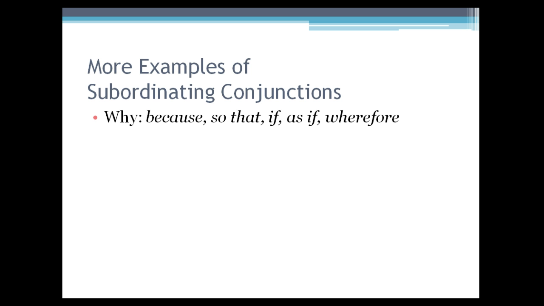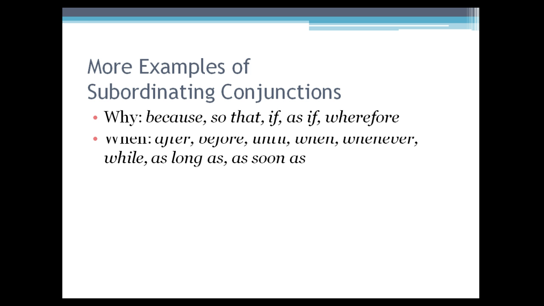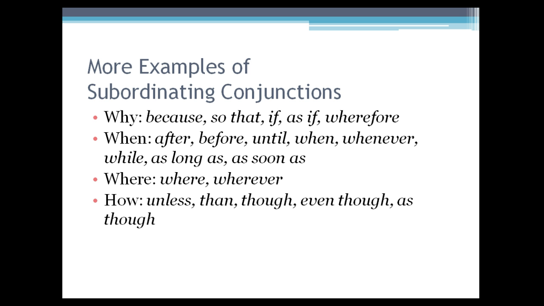Why subordinating conjunctions? Words like because, so that, if, as if, or wherefore. Wherefore, in case you're wondering, is an Old English word for why. You'll see that in terms of Romeo and Juliet when you're in 9th grade. When. Words like after, before, until, when, whenever, while, as long as, soon as, since. Where words are where and wherever. How is unless, then, though, even though, as though.